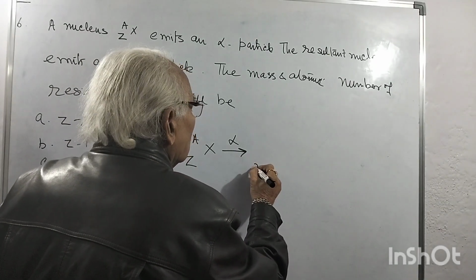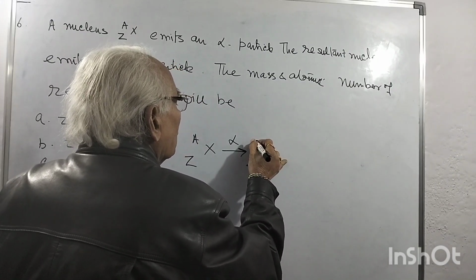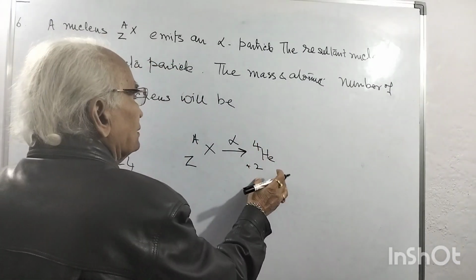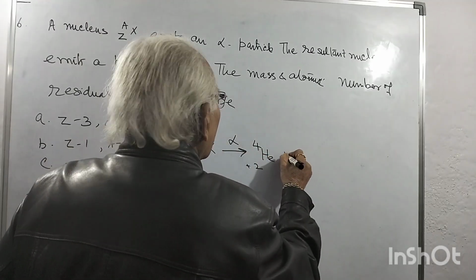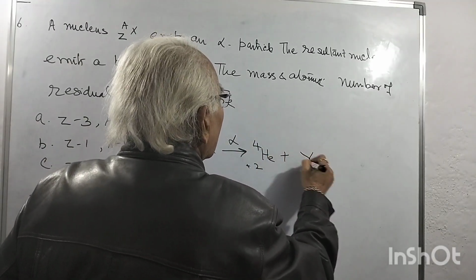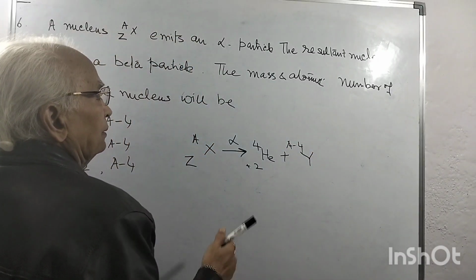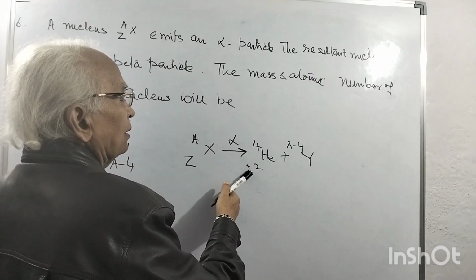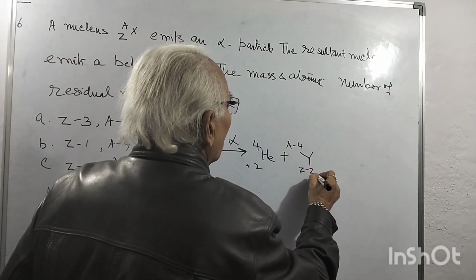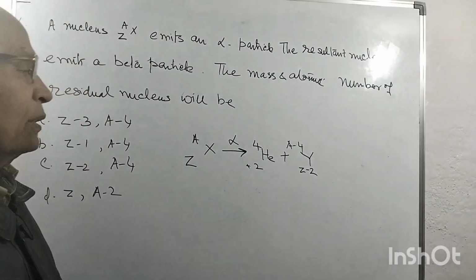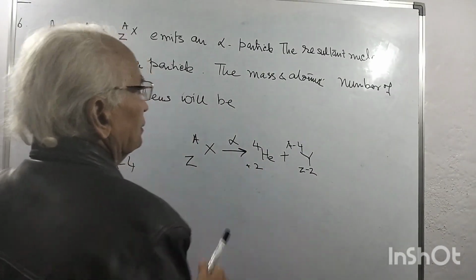So plus 2, He4. So 4 mass particle coming out. So the residual nucleus will be Y, mass will be A minus 4, and charge will be 2 less, meaning Z minus 2, when the alpha particle comes out. Right? So the mass is conserved, charge is conserved.